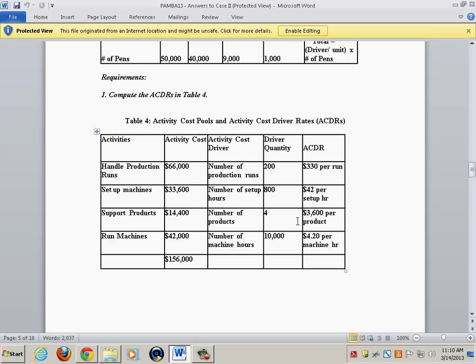Devoted totally to activity-based costing, and much of it, the answers to case 2, which cover activity-based costing. So what you have on the screen now is the requirement, and this is part of the document which is the answers to case 2, which is posted.